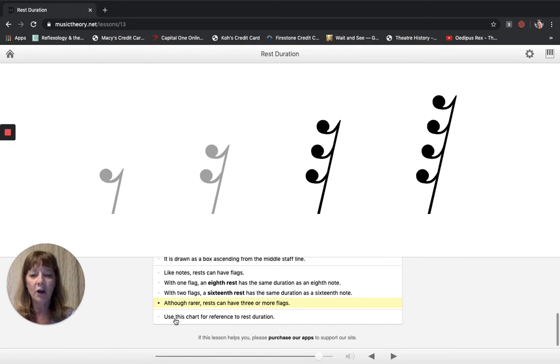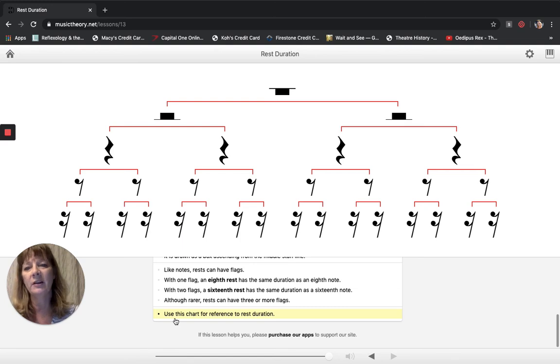But here's a chart that shows you how rest durations work. You have a whole note descending down from the 4th line on the staff. The half note, 2 half notes equal a whole note. 4 quarter notes equals 2 half notes. Then you have 8 eighth notes equal 4 quarter notes, and 16 16th notes, which equal 8 eighth notes. It's a hierarchy chart, right?